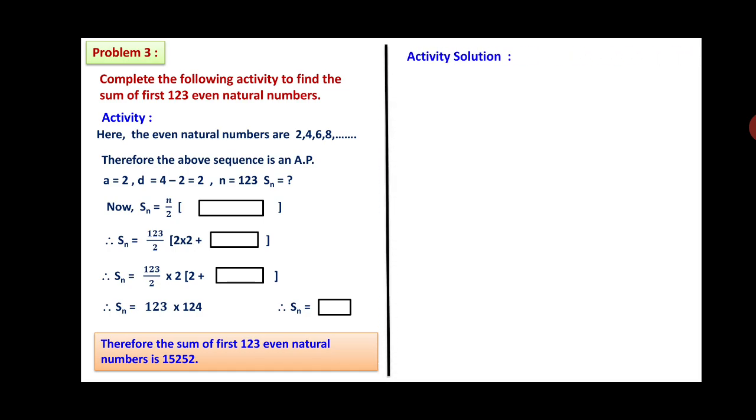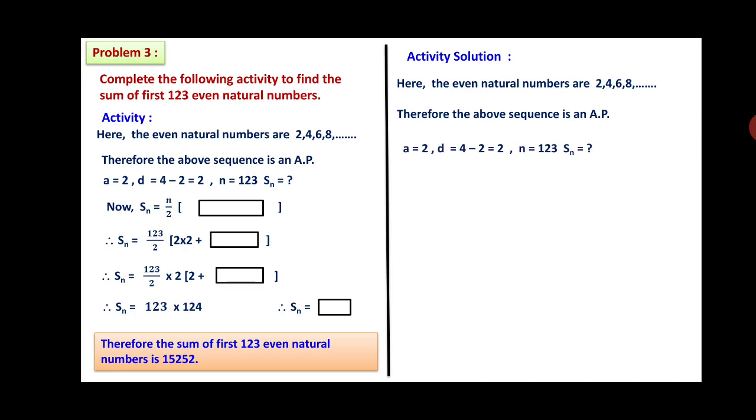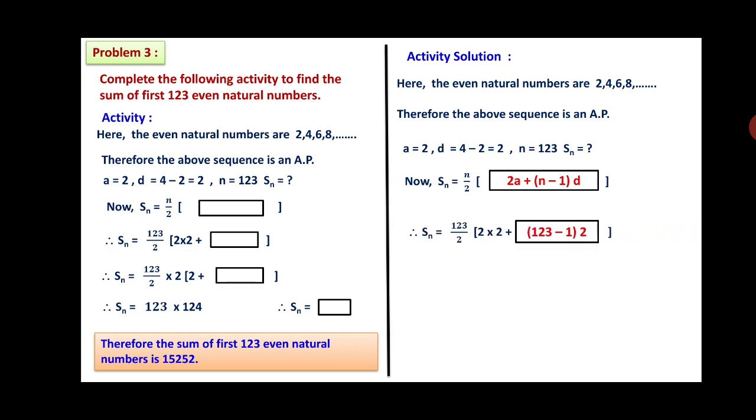Now we'll try the activity solution. The same you have to replicate in this activity solution by filling up the boxes. Here the even natural numbers are 2, 4, 6 and so on. Therefore, the above sequence is an AP. Therefore, A is 2, D is 2, n is 123, Sn you have to calculate. This is the formula. Now Sn is equal to n by 2 into bracket, in the box it will be 2a plus bracket n minus 1 into d. Friends, therefore Sn could be 123 upon 2 into 2, plus n minus 1, n is 123 minus 1, into 2.